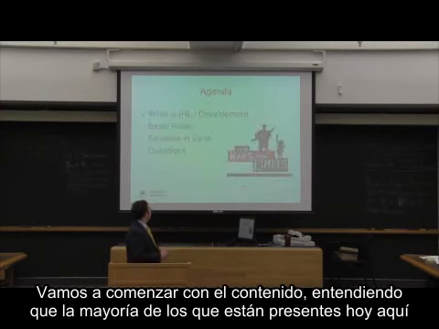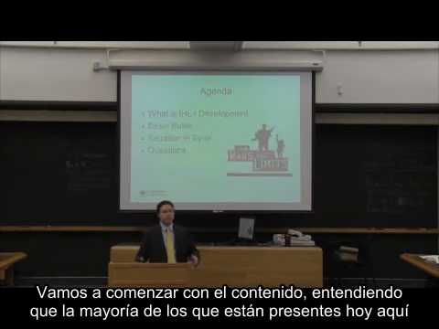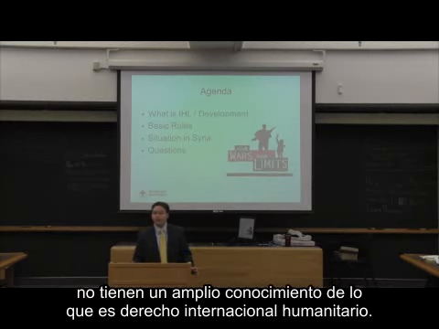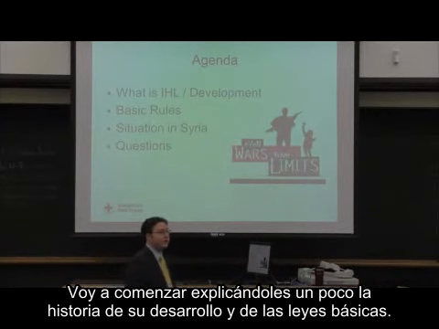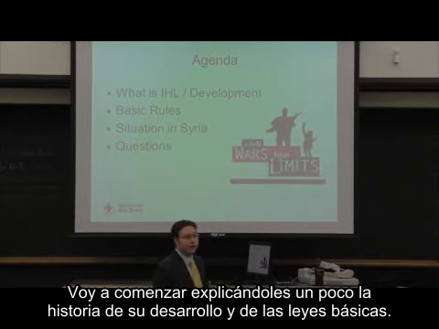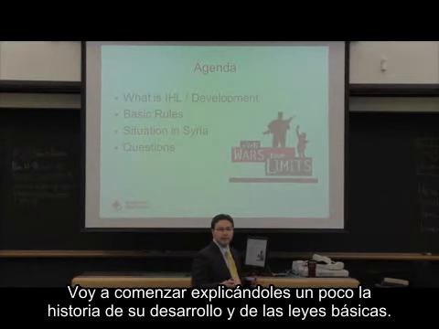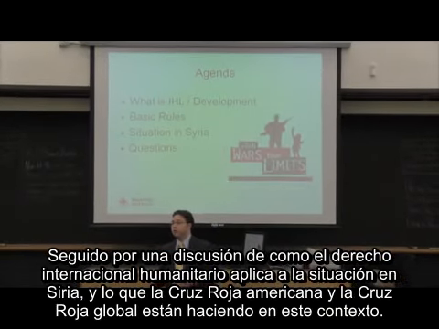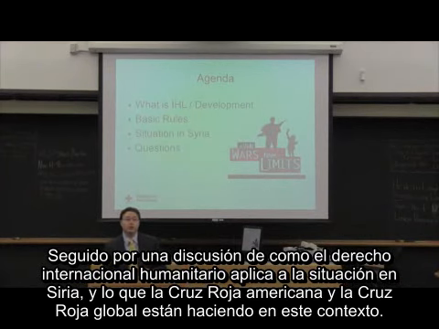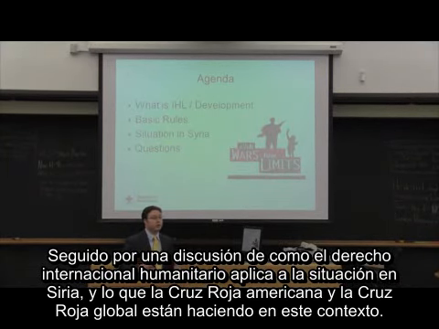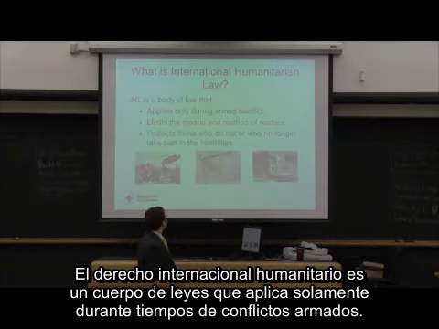So let's dive into the content a little bit. Understanding that probably most of you in here haven't had a background in humanitarian law, I'm going to just introduce it really briefly, give a kind of a history of its development, and then discuss the basic rules before jumping into how humanitarian law in particular applies to the situation in Syria and what the American Red Cross and the Red Cross globally is doing in this conflict.